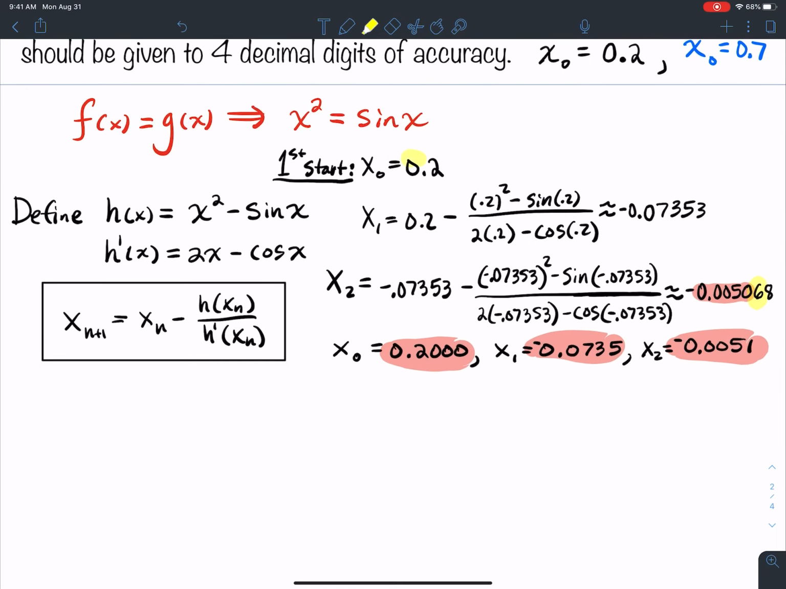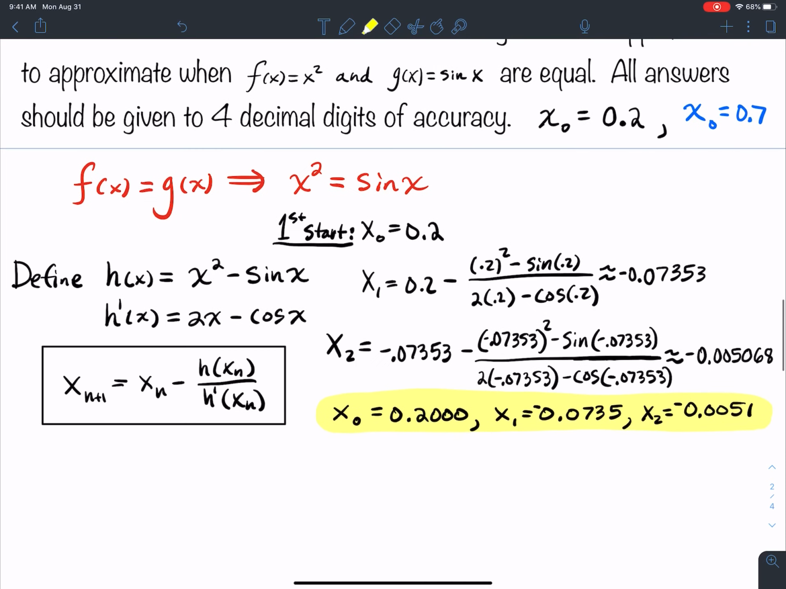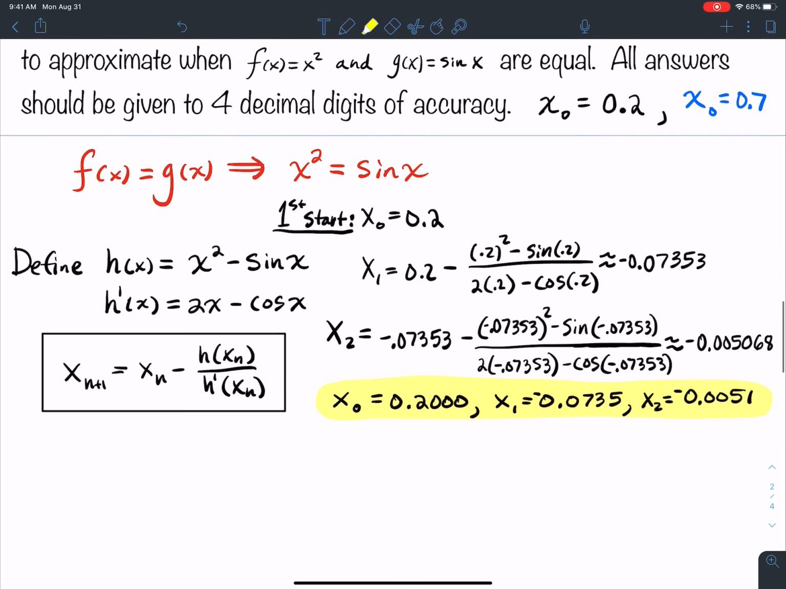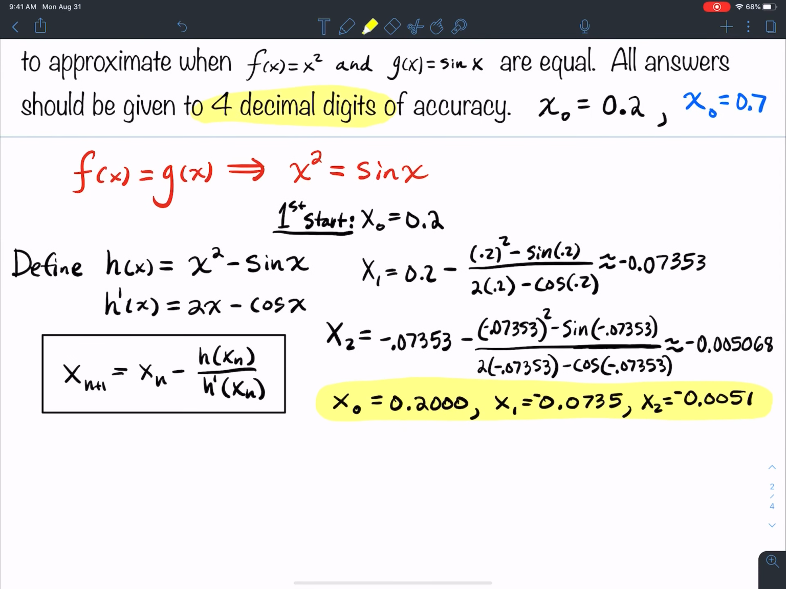Even though this is 0.2, I'm going to add on 3 zeros there just so I make sure I've got 4 decimal places. So be careful when you're doing your homework that you write out the zeros. If it says to go to 4 decimal places, it's not going to hurt anything to write those zeros.